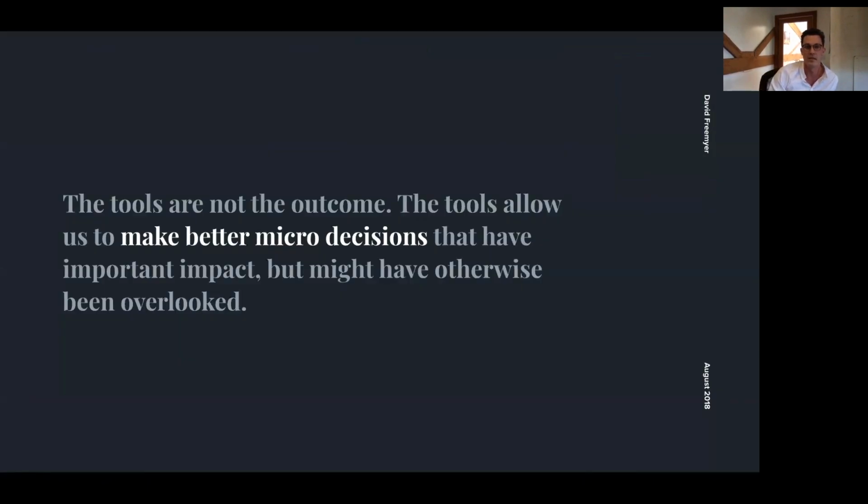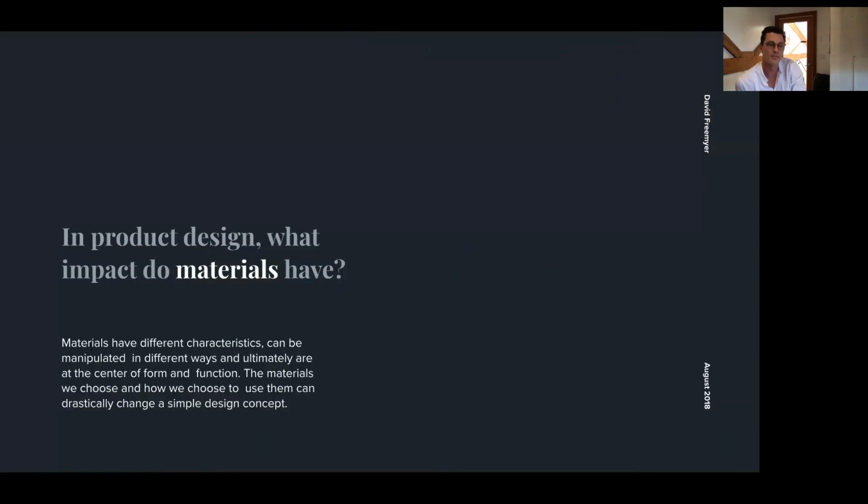I think my last point, I'll just give you two other examples, but the tools are not the outcome of service design, which I think is the common misconception, it being a relatively new thing. They just help you make better micro decisions that have important impact. This last point is I view these things as materials of service design because it helps me work with them better. If I have a piece of paper, I know its limitations, I know what I can do with it, and I can know whether or not it can inform my design if I'm using paper or metal to design a product.